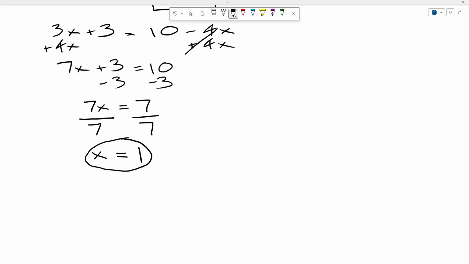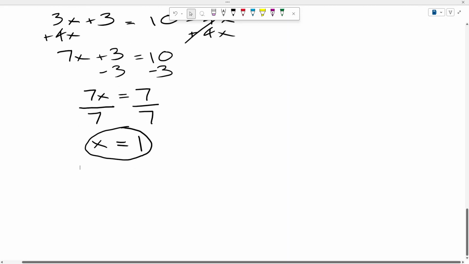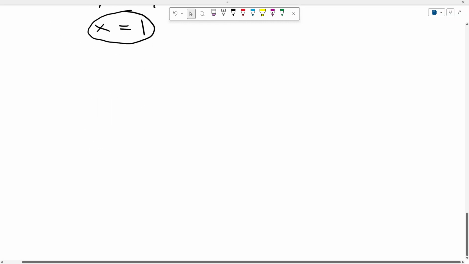Alright, and let's try one more so we can get a little more practice with figuring out our least common denominator. Let's do, let's see, x over 8 plus 5 over 6 equals 3x over 4.